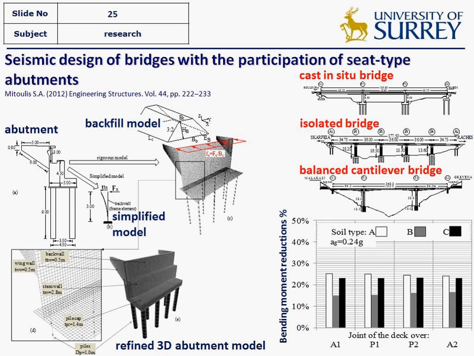What was found was that when the abutment participates in the earthquake motion, then the bending moments may be reduced by up to 25%, which means at the same time that we can design the piers with smaller cross sections, and we can effectively reduce the cost of both the piers and the foundations.